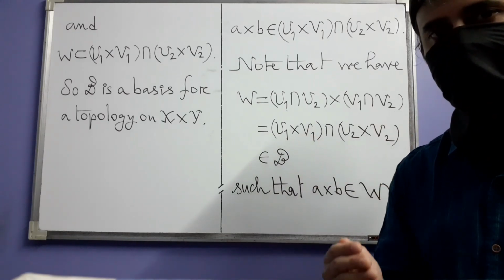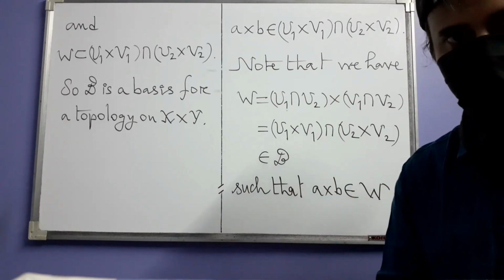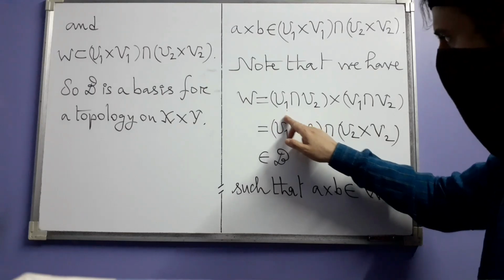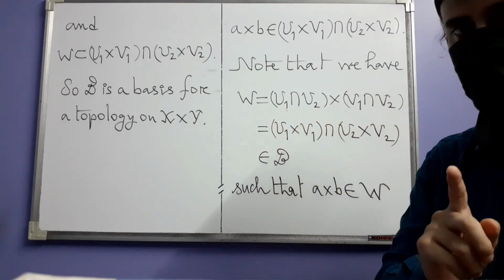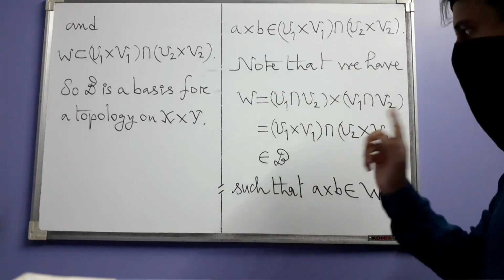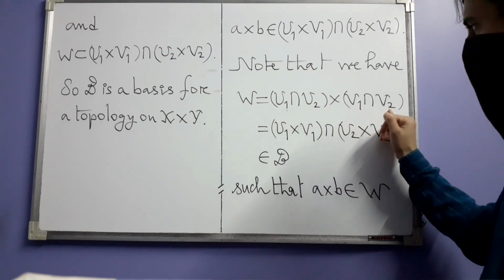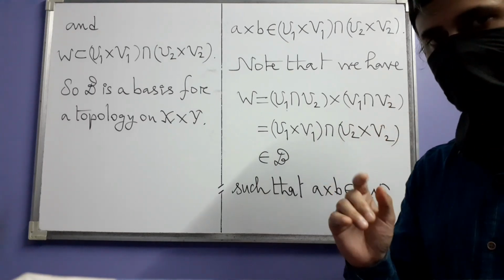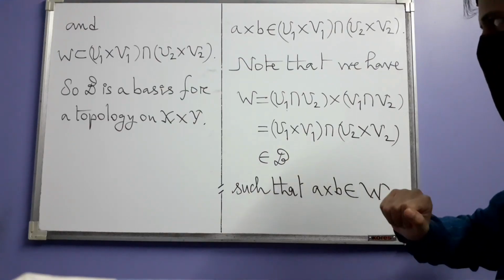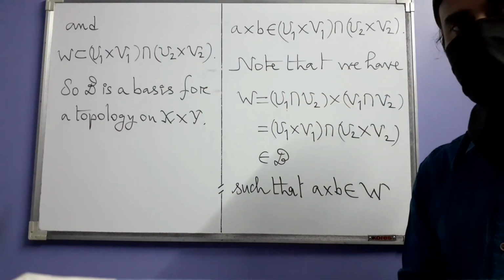They are elements coming from tau, the topology on X, which means they are open sets in X. So, their intersection is also an open set in X. That means this U1 intersection U2 belongs to tau. Similarly, because V1 and V2 are open sets in Y, their intersection is also an open set in Y. That means that is an element of tau prime, and that's why by the definition of this collection, this product is an element in the collection.